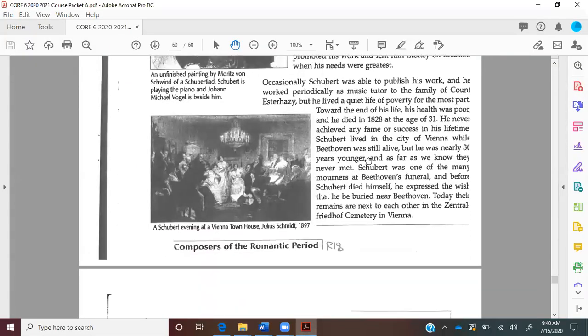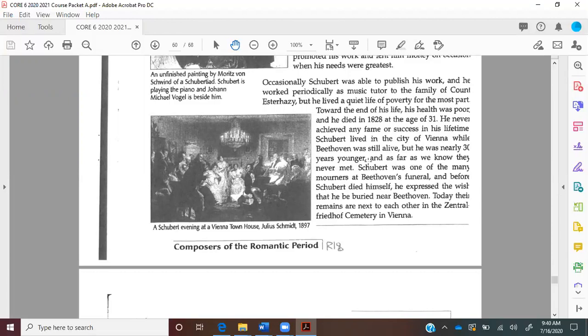All right. Occasionally, Schubert was able to publish his work, and he worked periodically as music tutor to the family of Count Esterhazy. Where do we remember that name? Thinking. Yes, Haydn worked for the Esterhazys. That seems like ages ago that we talked about that, right? But he lived a quiet life of poverty for the most part. Toward the end of his life, his health was poor, and he died in 1828 at the age of 31. Such a shame. He never achieved any fame or success in his lifetime.